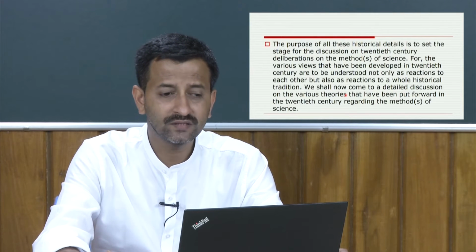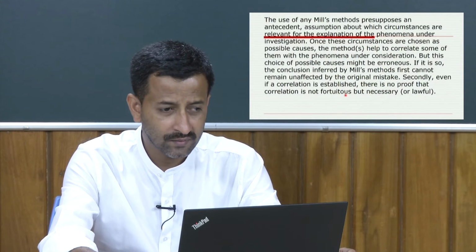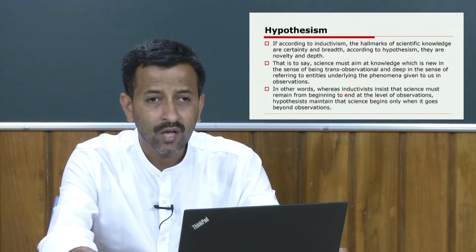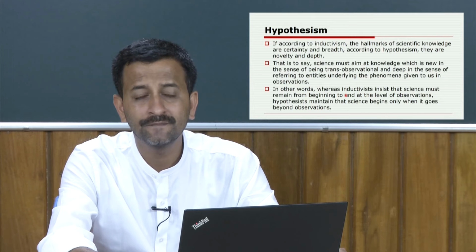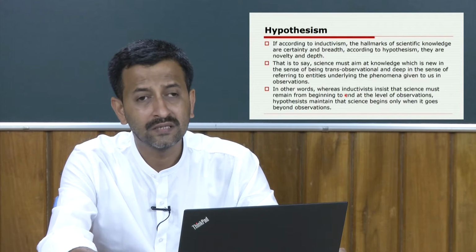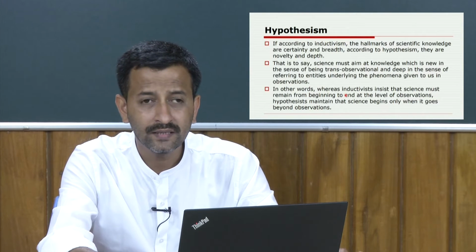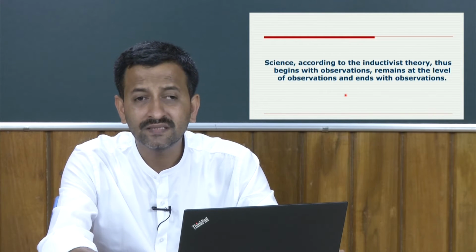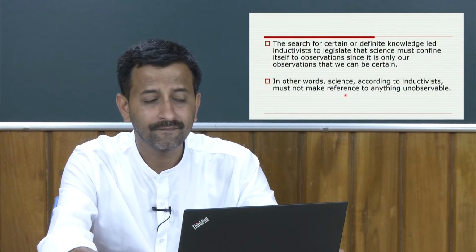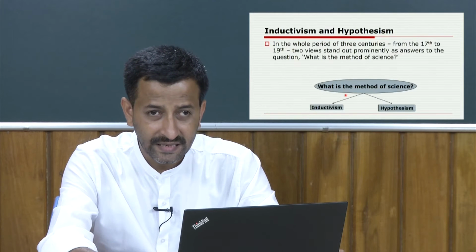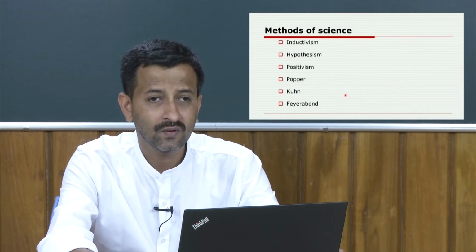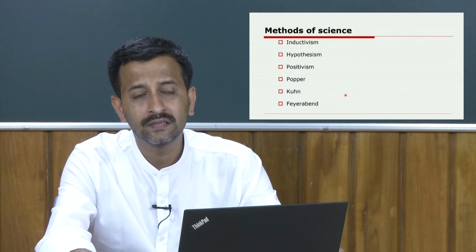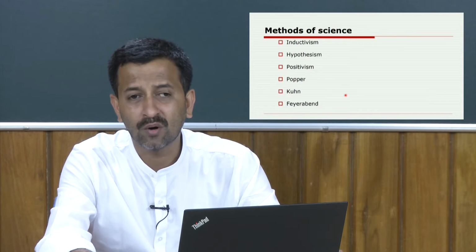Let us quickly recapitulate what we have discussed till now. We have discussed the ontological as well as the normative structure of science, and from there we moved to the methods of science. In the methods of science, we are discussing inductivism and hypothesism, which were very much prominent since the 17th century, with the birth of the modern philosophy of science.